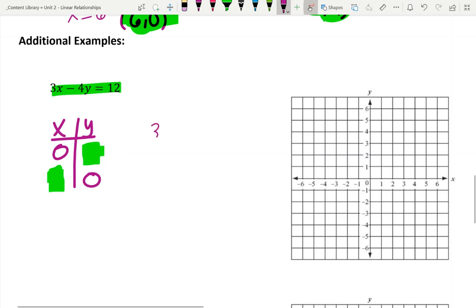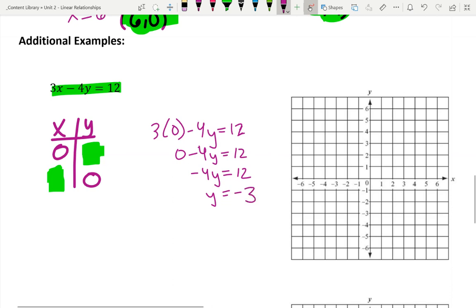If x is 0, 3 times 0 minus 4 times y is equal to 12. That would be 0 minus 4y is equal to 12. So negative 4y is equal to 12. And y is equal to -3. When I divide both sides by -4, 12 divided by -4 is -3. So I put a -3 in that position.